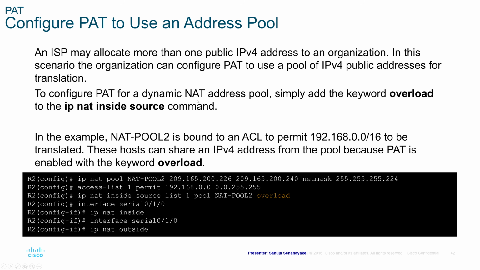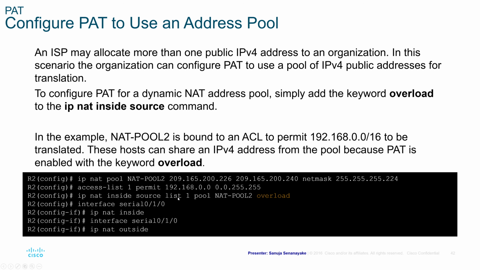So to configure PAT for a dynamic NAT address pool on a Cisco router, you need to add the keyword overload to the ip nat inside source command. So the overload keyword will be added to the ip nat inside source command in this scenario. In this example, NAT-POOL2 is bound to an ACL to permit 192.168.0.0/16 to be translated. So these hosts can share an IPv4 address from the pool because PAT is enabled with the keyword overload right here.